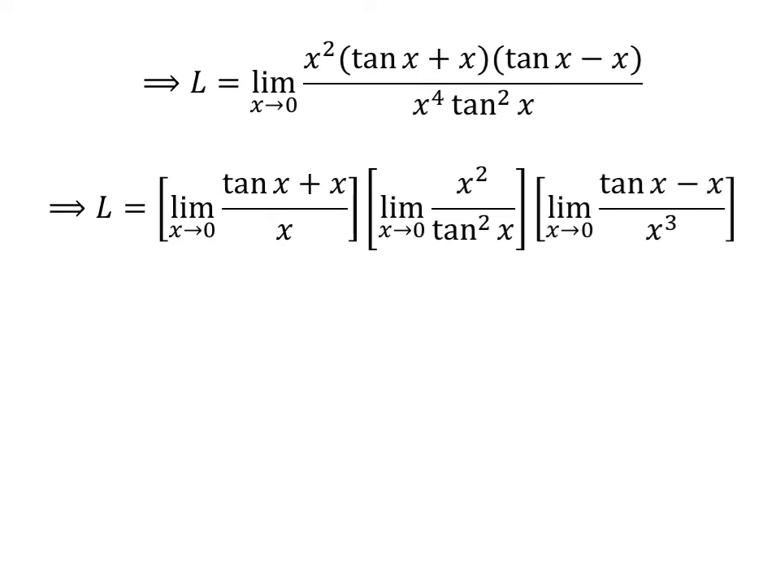We can rewrite the above limit as product of three limits. So L is equal to limit of tangent of x plus x upon x times limit of square of x upon square of tangent of x times limit of tangent of x minus x upon cube of x as x approaches 0.